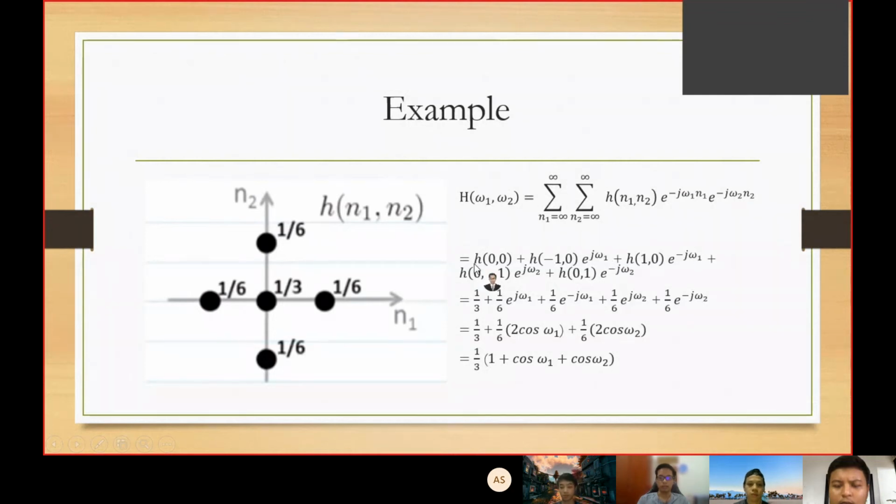So from here, H00, you use the value over here, and then you substitute it into the formula. So this is 1 over 3, this is 1 over 6, and then H10 is 1 over 6, and so forth.